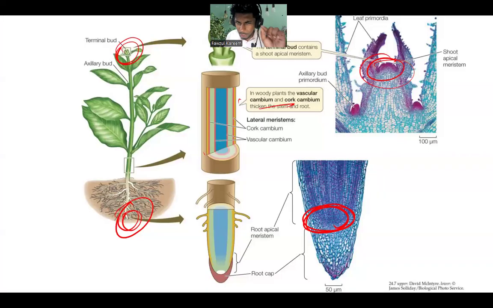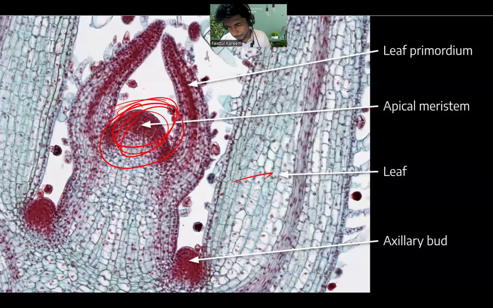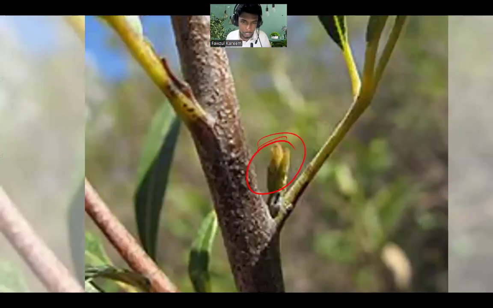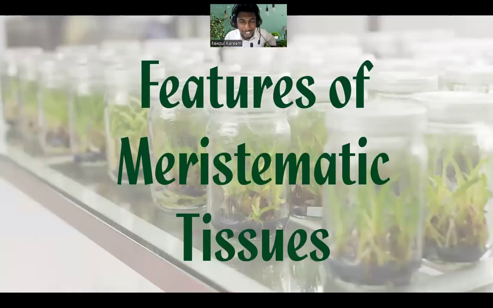And you know the locations. Where do they present? At the apical bud, the root tip, and the lateral bud. Yes, very good. So there are three places: apical bud, lateral bud, and root tip. Now we are only discussing the main picture of the meristem. There are types of meristem, and we are going to study the features of the meristem later. First of all, we'll put the features.